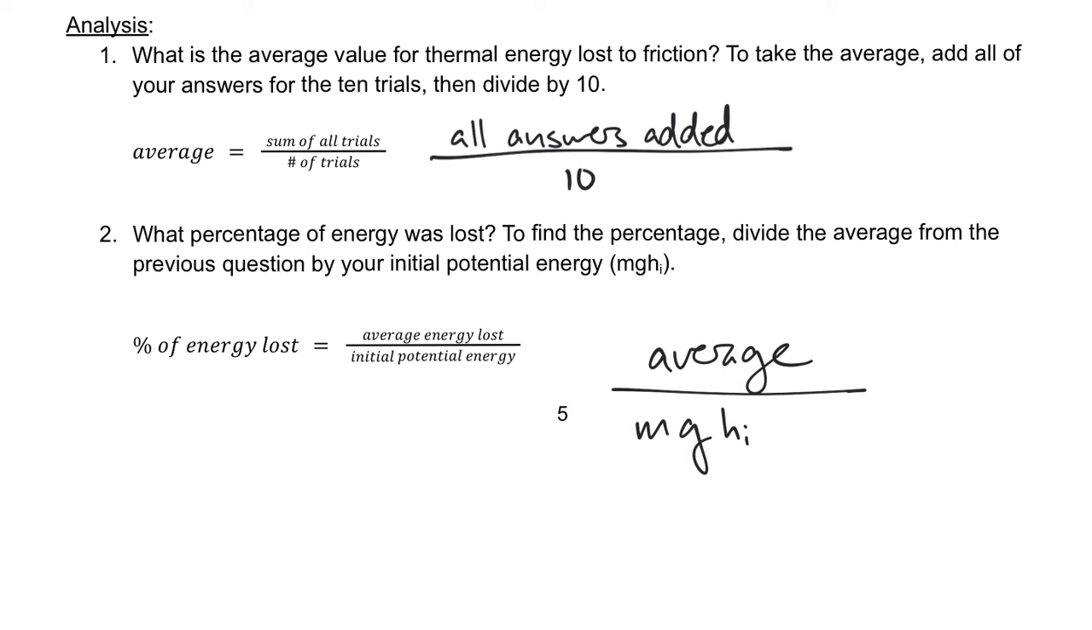But if you need to, it's the 0.004 for the marble times gravity, which is 9.8, times whatever height initial you were using. And then to turn it into a percentage, I actually forgot to put this on here. You're going to multiply by 100 to make it a percent. So you're going to see if you lost 10% of your energy or 2% of your energy or 80% of your energy. And that's what you're trying to figure out here, how big of an effect that friction has.